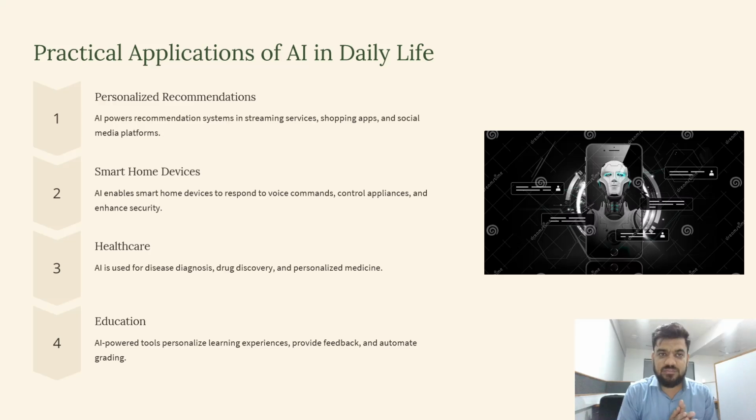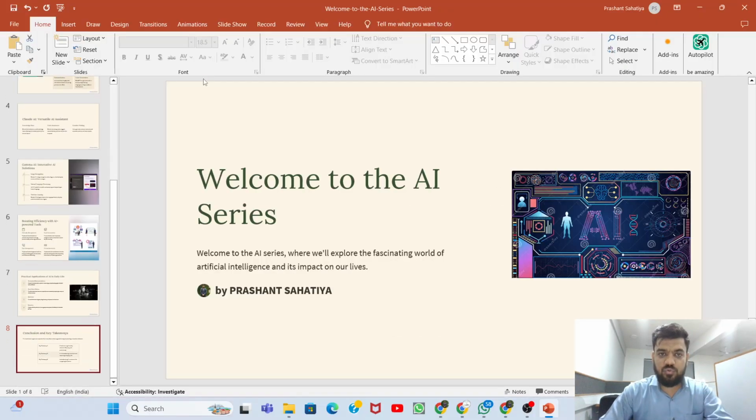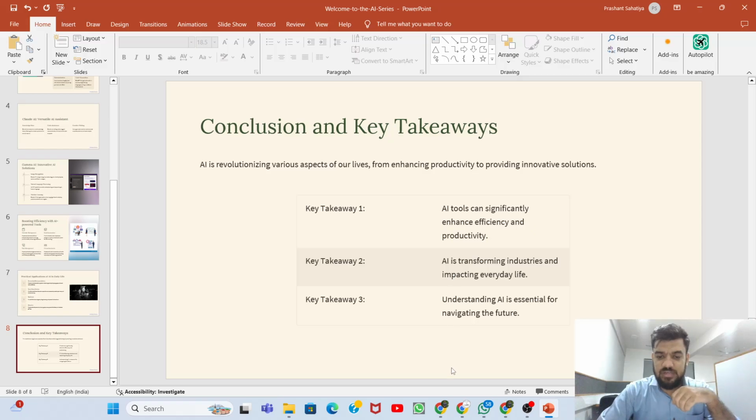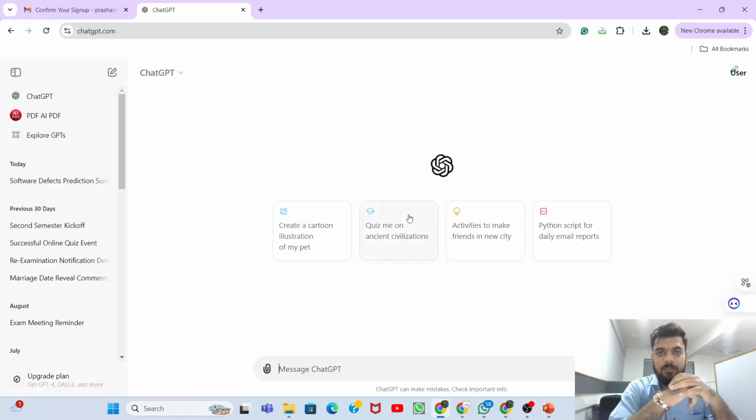And practical applications in our daily lives: you can have personalized recommendations, smart home devices, and we can have AI in healthcare and in education. So these are the practical applications of AI tools in our daily lives. Then I'll explain what the practical implementation is all about. The screen which you are able to see on my video is the ChatGPT dashboard. You either have to sign up or sign in. If you have already used it, you can just sign in.